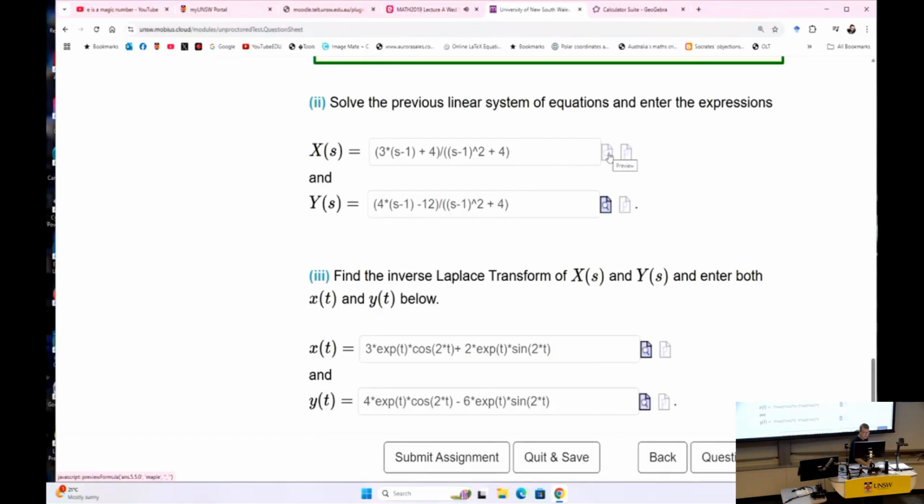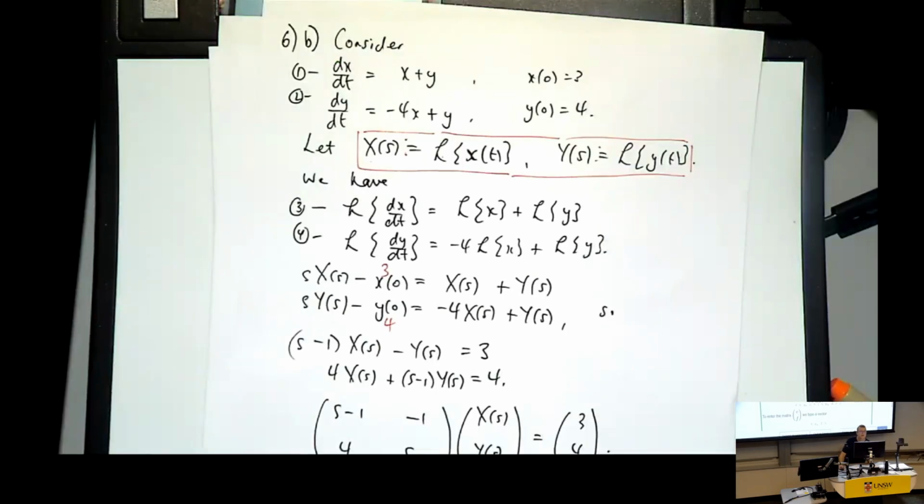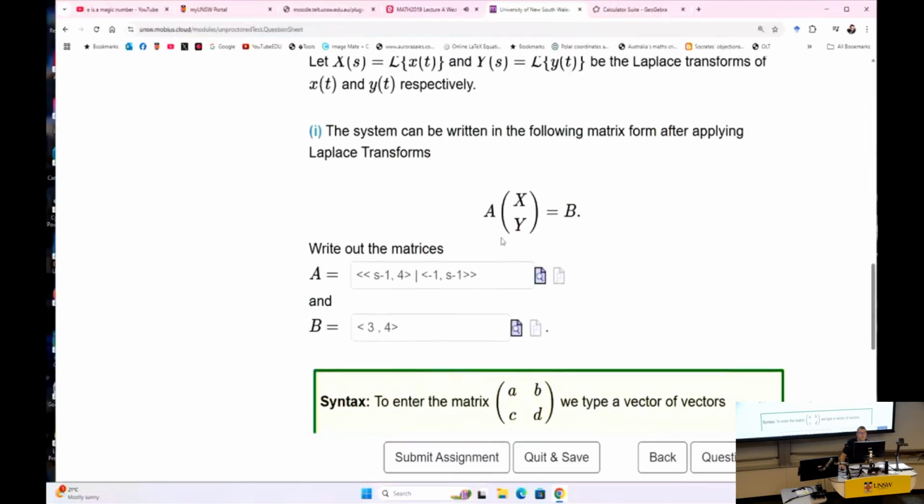Well, I need to go, let's just do it here. If that's my system and I'm looking for big X and big Y, I want to find the inverse of that matrix A, right? If I'm going to use matrix methods, which I think is what they're trying to tell us, let's compute the inverse of A and then multiply, and that's the solution, okay?